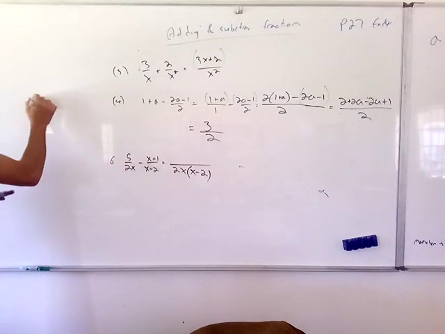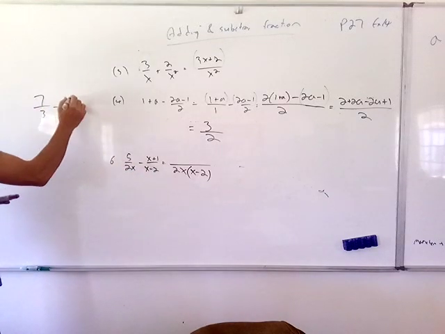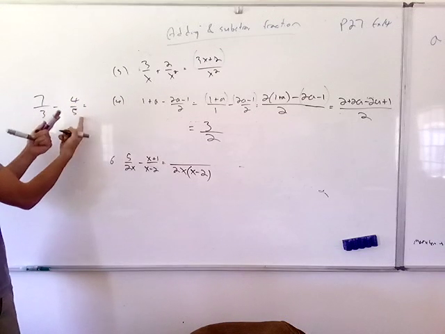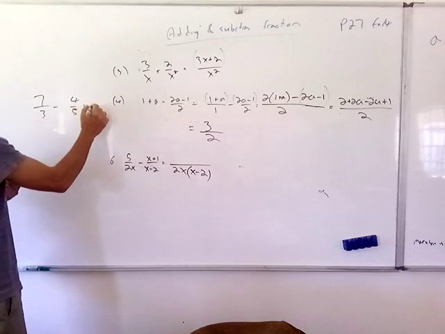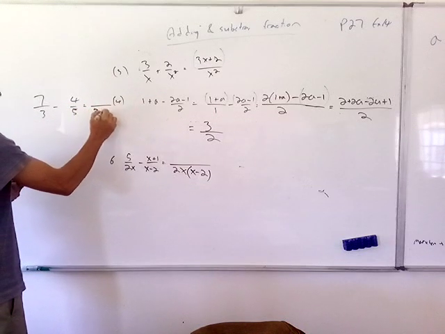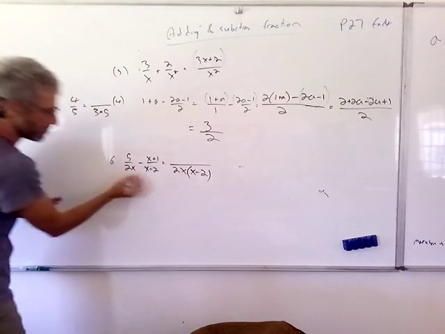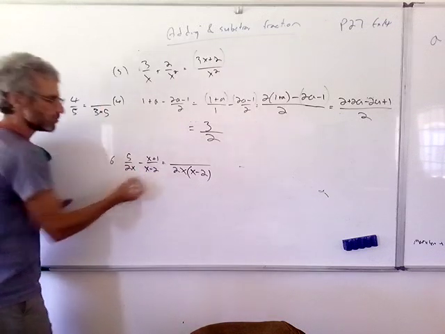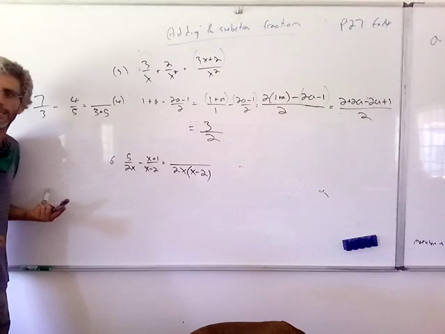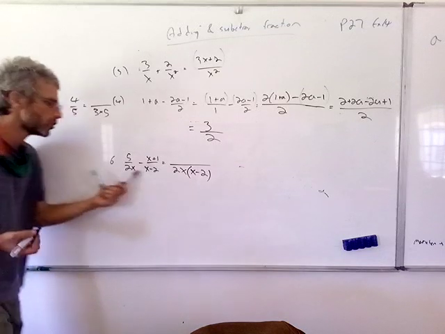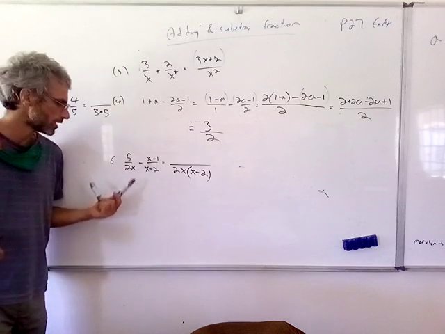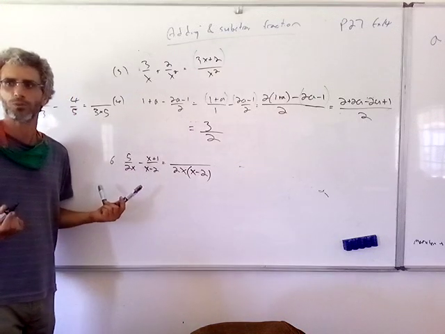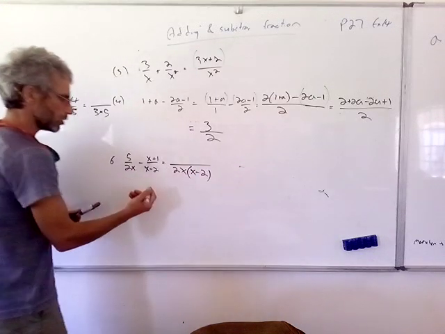Just like if I had, let's say, 7 over 3 minus 4 over 5. The 3 is not in the 5 and the 5 is not in the 3, so the common denominator is going to be 3 times 5. I have to multiply it, and the same thing here. You can't tell me that 2x is a multiple of x minus 2. They are two different things. Yes, I know there's x in both of them, but I don't know that 2x is exactly x minus 2 times 5, whatever. It's not a multiple. So we just multiply them together.